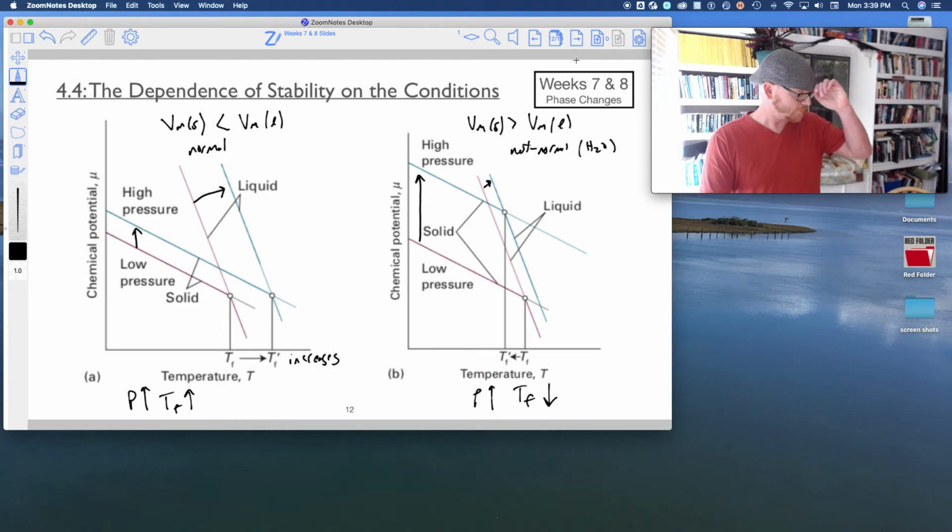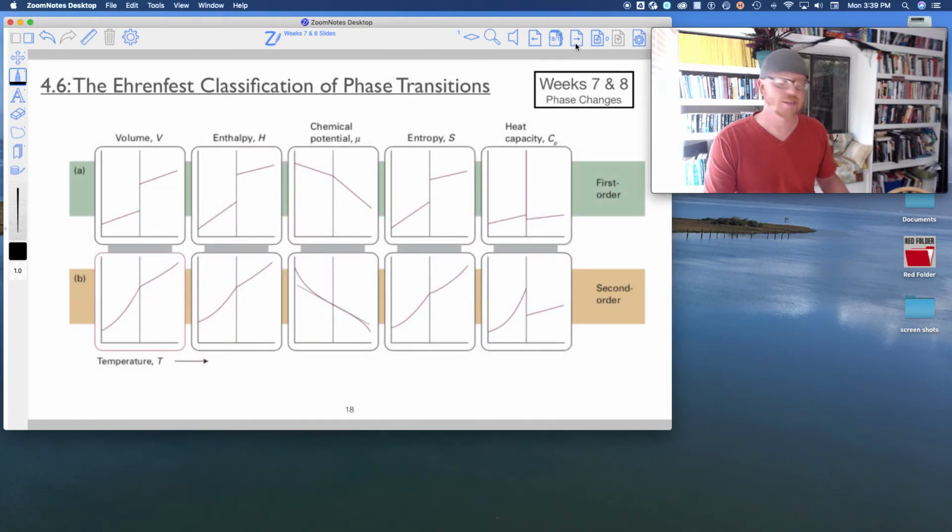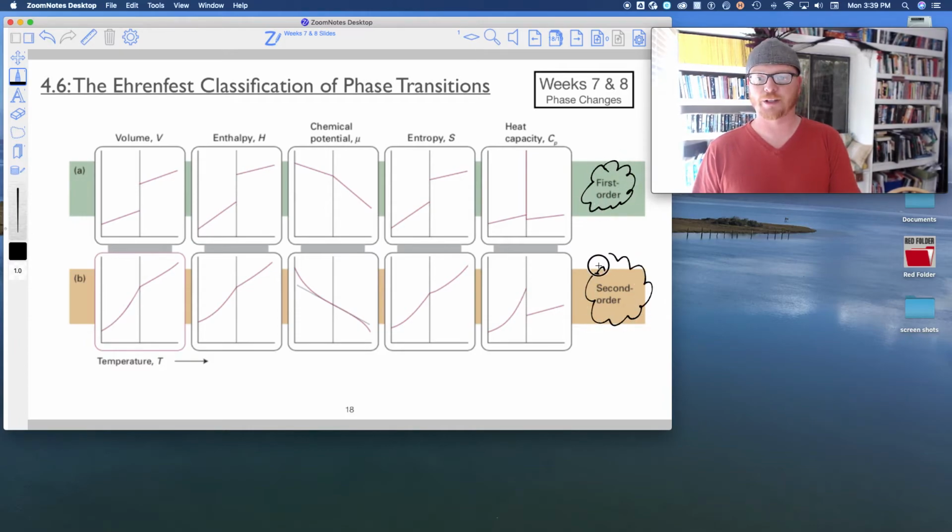Okay? And so the last thing that I want to talk about, the very last thing, is the Ehrenfest classification of phase transitions. So I mentioned earlier there are first order phase transitions and second order phase transitions.